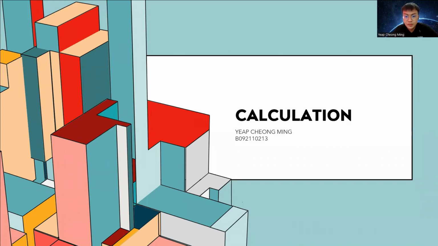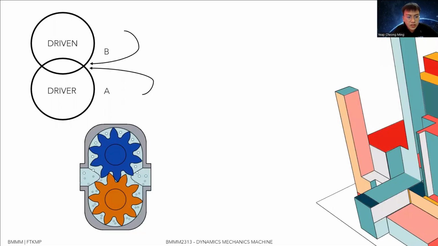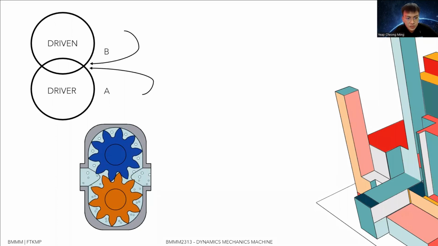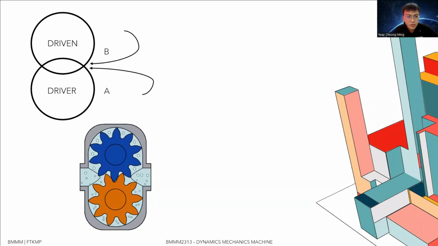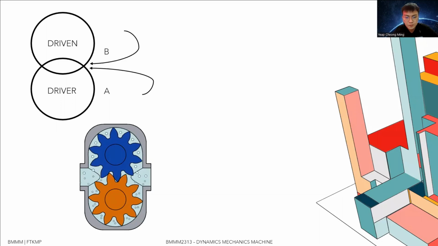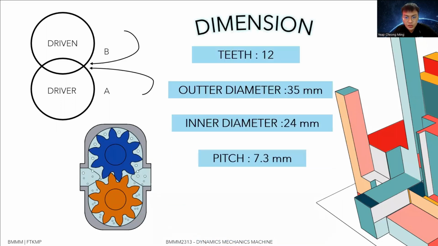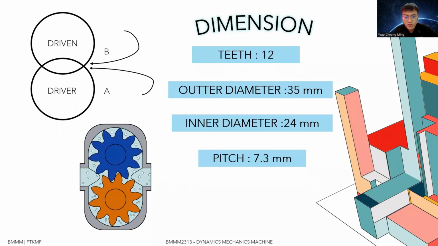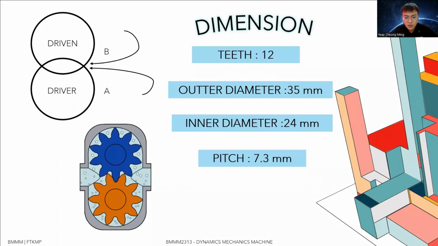It's the calculation part. On the left hand side is the free body diagram of the hydraulic gears. The gears consist of two gears, which are the driver gear and the driven gear. And the arrows show the rotational directions of both gears. For the dimensions, both gears have 12 teeth, 35 millimeters of outer diameter, and 24 millimeters of inner diameter. And both gears have 7.3 millimeters of pitch.